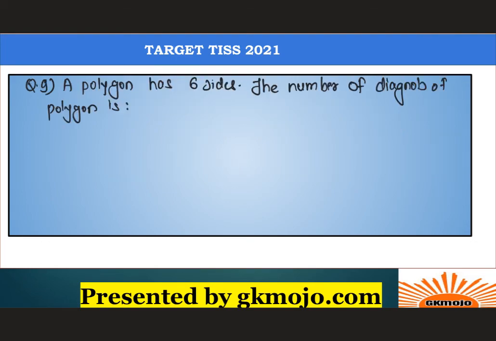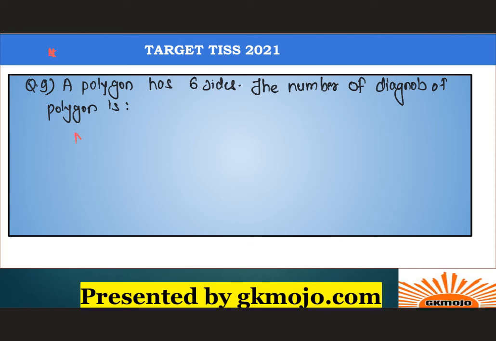Let's have a look at another very important template. You can just mark this as important, all right? Asterisk mark. So the question says a polygon has 6 sides. The number of diagonals of the polygon is. So now they have given you the number of sides of a polygon. You have to figure out how many diagonals this polygon has, right?